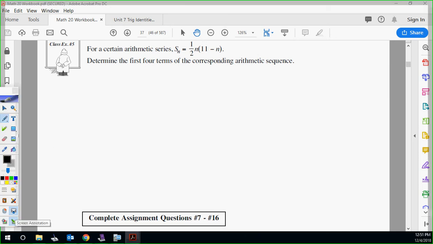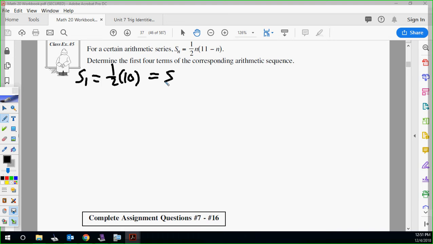For a certain arithmetic series, S of n equals 1/2 n times 11 minus n. Determine the first 4 terms of the corresponding arithmetic sequence. So what they want you to do is, this is the pattern. We have to figure out, okay, what's S of 1? We're going to plug a 1 in for n. So that's 1/2 of 11 minus 1, so 1/2 of 10. Do we see that? So it's 5.